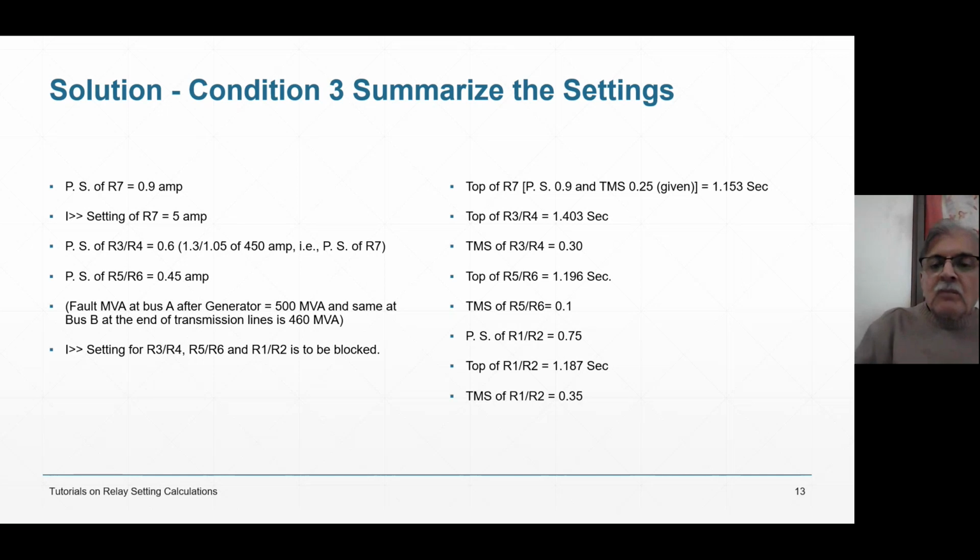So let me check. 1.403. But 1.403 is not there. I'm sorry, because that was for different TMS. It was not for 0.3. So similarly, top of R5, R6, I'm coming wrong because my TMS is not exactly what is calculated. TMS of R3, R4 is not 0.3. If you calculate it is 0.2763, something like that. So based on that, the time of operation of R1, R2 is 1.187 seconds and TMS of R1, R2 is 0.35 on that basis. That is condition 3.